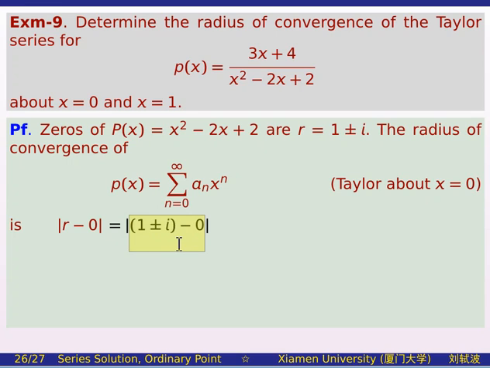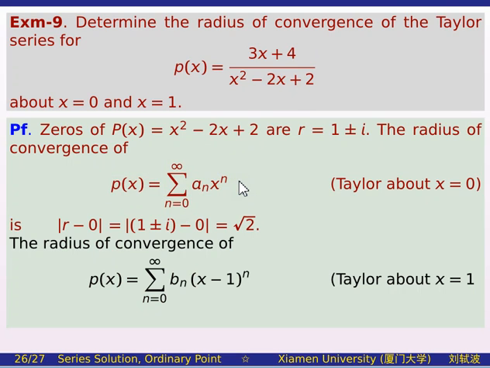That is, the norm of 1 plus i, which is the square root of 2. So this is the radius of convergence for the Taylor series about x equal to 0.